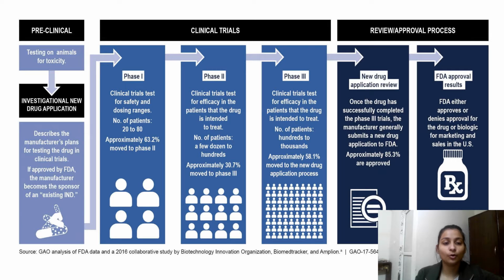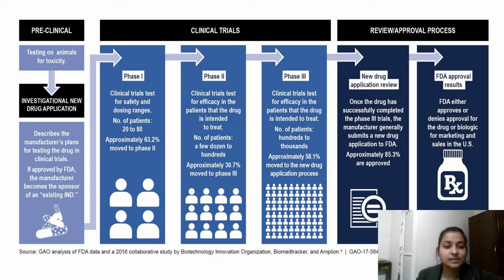So here comes the overview on the FDA chart on preclinical overview. Preclinical testing on animals for toxicity, investigational new drug application, describes the manufacturer's plan for testing the drug in clinical trials. If approved by FDA, the manufacturer becomes the sponsor of an existing IND, that is investigational new drug. After that, phase 1 clinical trials were started.